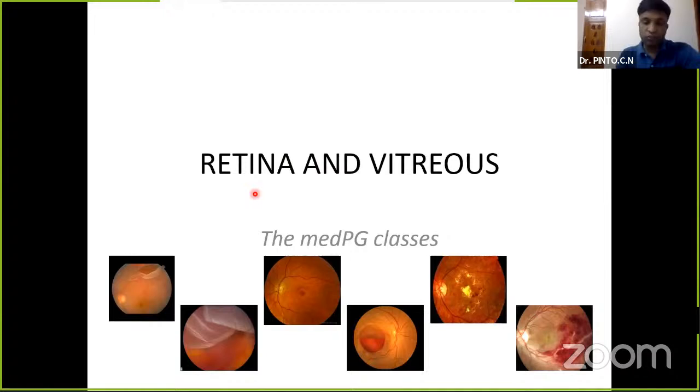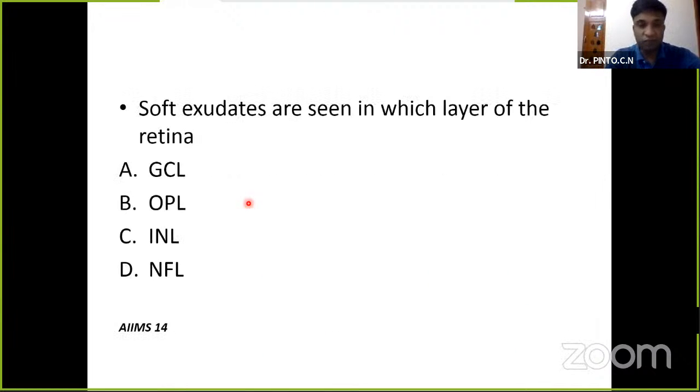Okay, students. Good evening, students. I think this is the third class on retina. So today we will cover only some of the small topics. Those are actually miscellaneous topics, but they are very important with regard to the exam. So we begin with one small MCQ question. Then we'll cover some of the topics.